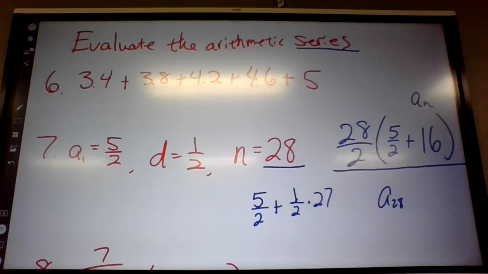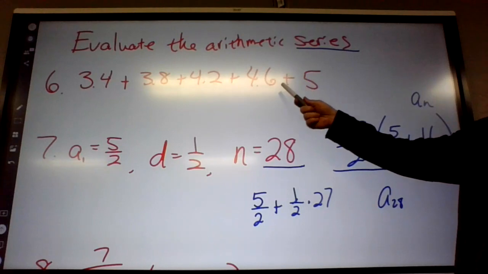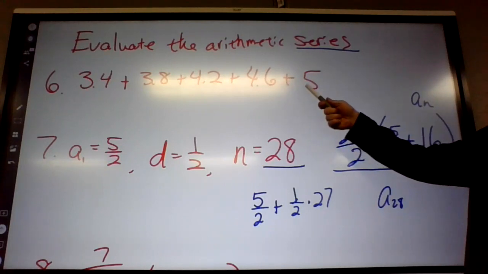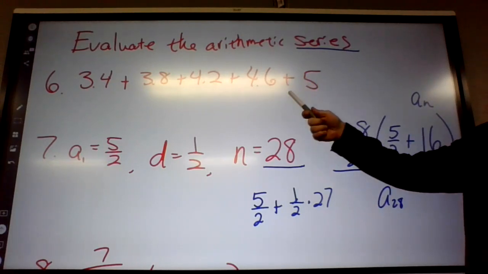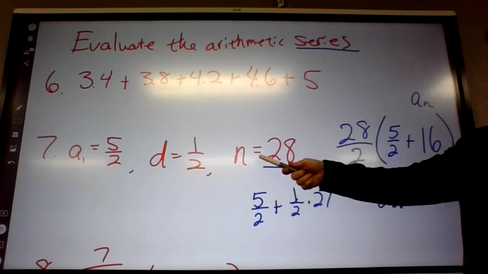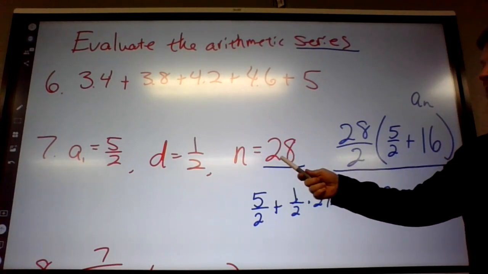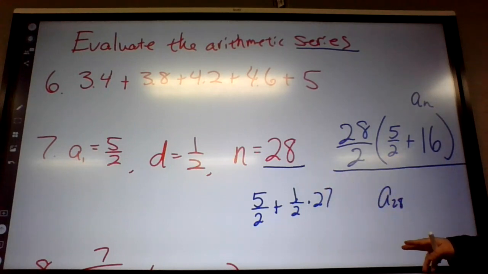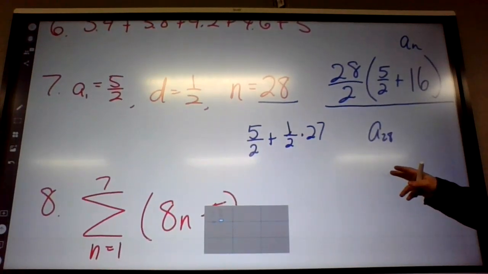What's your hard on these? Okay, on 6, I would not use a formula. I would just add those together. On 7, I would because it's very long. 28 terms is a lot. And it would take forever to figure them all out.